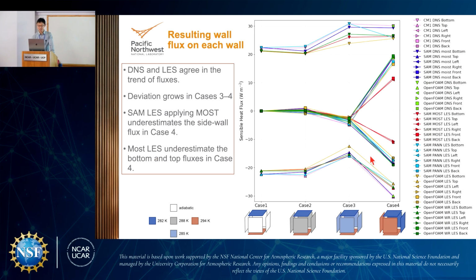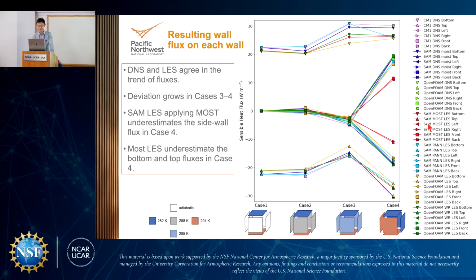And this is the result. A little bit complicated, but this is the sensible heat flux of different models on different walls in different cases. The color represents different models. Different markers show different walls. An overall observation is that all models agree well in their trends, but we can also see the spread start to exist after case 3. And one most evident deviation is the red markers here on the sidewall, which is from SAM LES with MOST wall model.